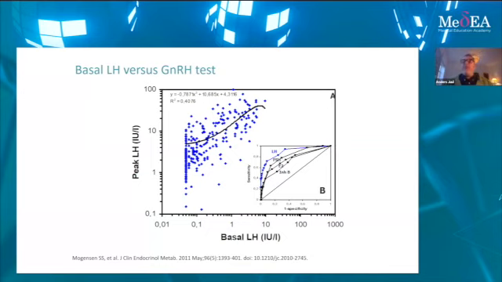We did, however, find that a basal LH level, shown here against the peak LH level in a GnRH test, has a linear correlation, and the inset figure shows that a basal LH showed the best diagnostic performance in terms of predicting a pubertal GnRH test. So it's better than FSH, estradiol, and inhibin B. And in these ROC curves, the bigger the area under the curve, the better the diagnostic performance. An ideal test would go up to the upper left corner, and a test without any diagnostic performance would be identical to the line of identity. So you can see here that the blue line ROC curve for LH is the best one.